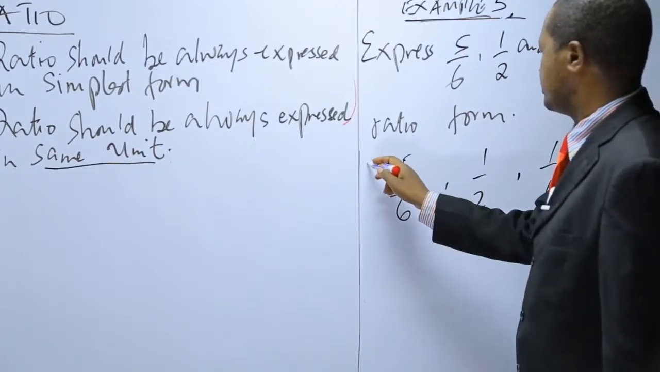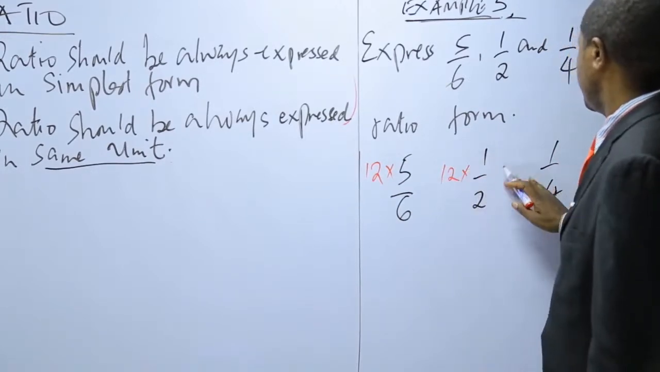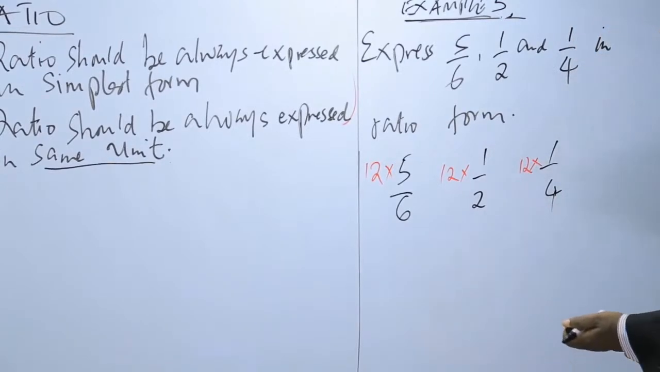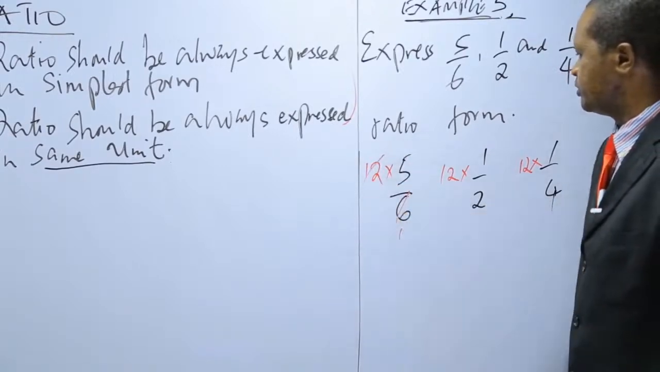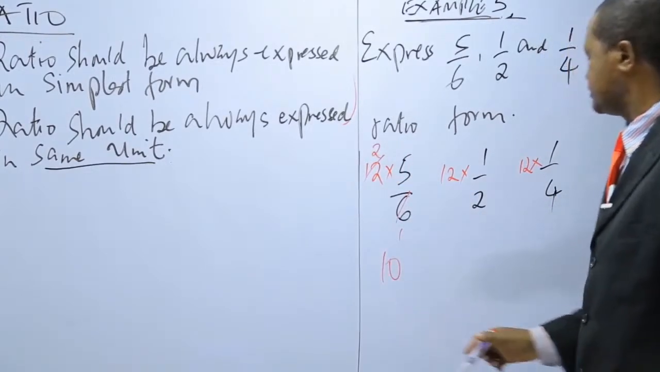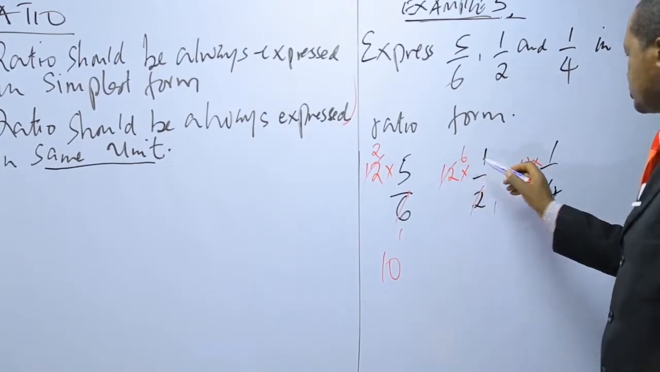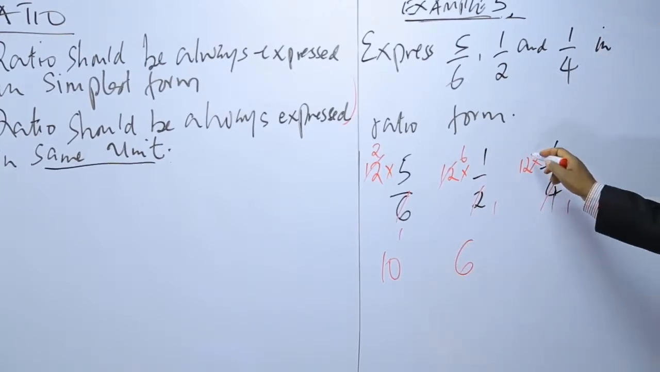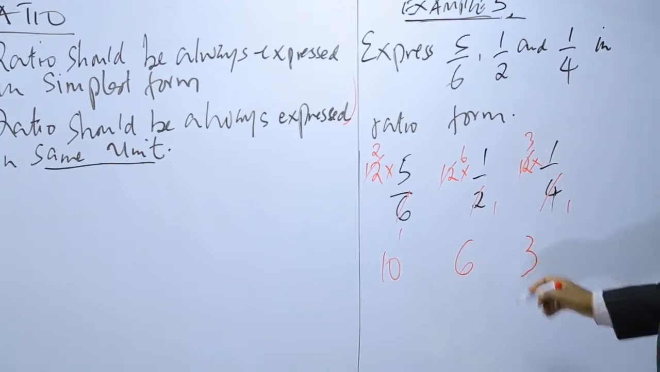So here we multiply 5 over 6 by 12. We multiply a half by 12. We multiply a quarter by 12. So 6 goes here once, 6 goes here how many times? Twice. So that we have here 10. 2 goes here once, 2 goes here 6 times. 6 times 1, 6. 4 goes here once, goes here 3 times. 3 times 1, 3.